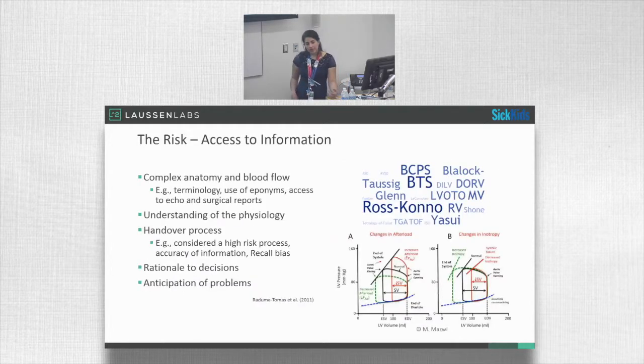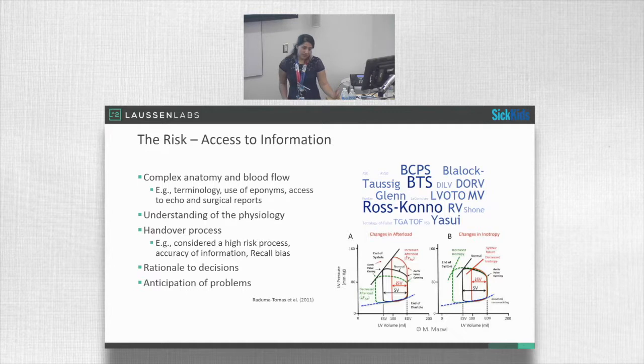If you consider when we communicate on rounds with each other, oftentimes we use a lot of terminology and eponyms to describe a child's physiology and anatomy, and many of these are unfamiliar to people who do not strictly come from a cardiac background. In addition to that, understanding the physiology in and of itself is another layer of complexity that requires another layer of training and expertise to be able to translate the anatomy to what the physiology of a patient is.